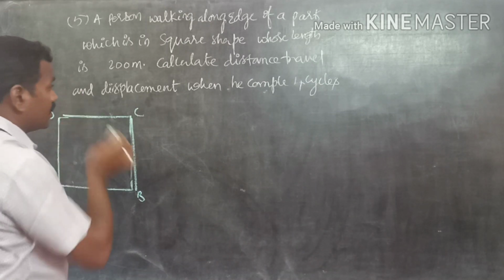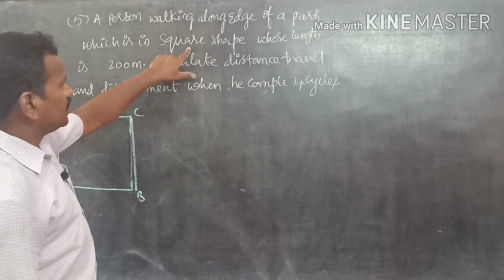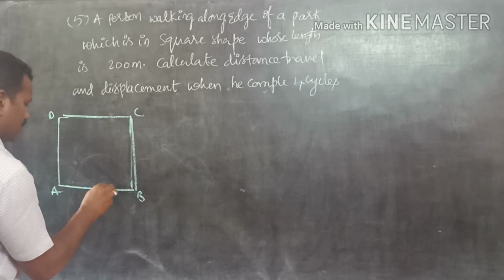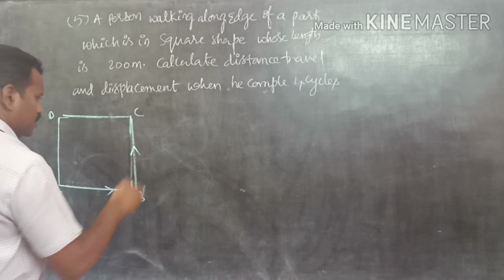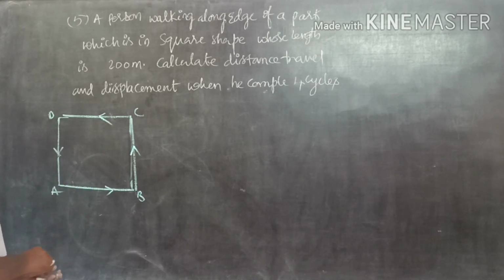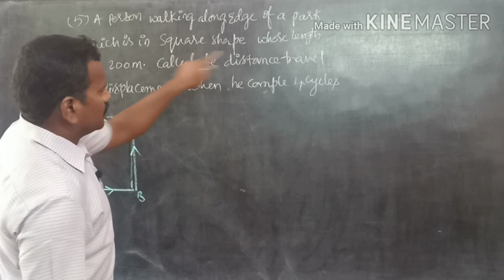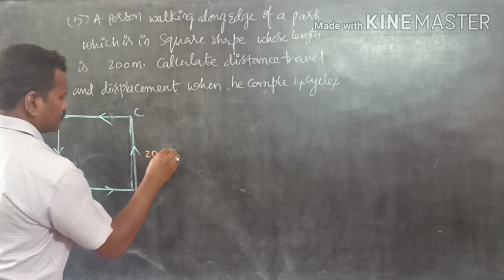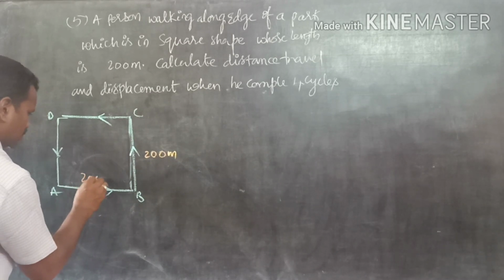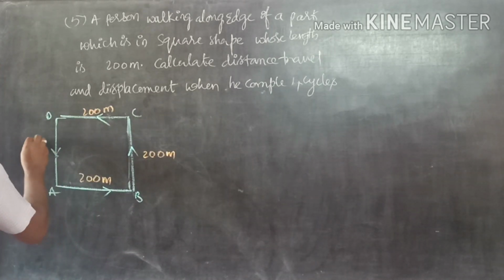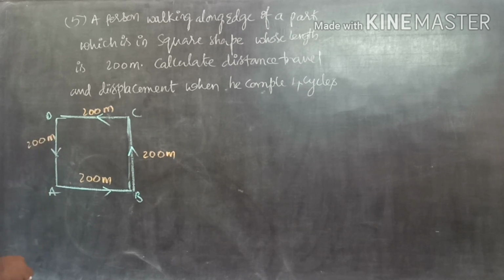Then what does walking along the edge of a park mean? It means he is walking like this: from A to B, B to C, C to D and D to A. What is the length of each side? 200 meters. This side also becomes 200 meters, this also becomes 200 meters, and this also becomes 200 meters.